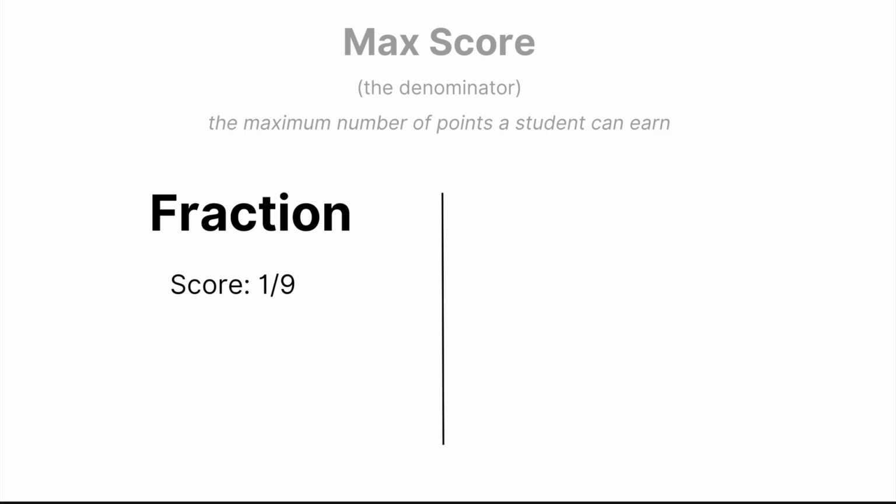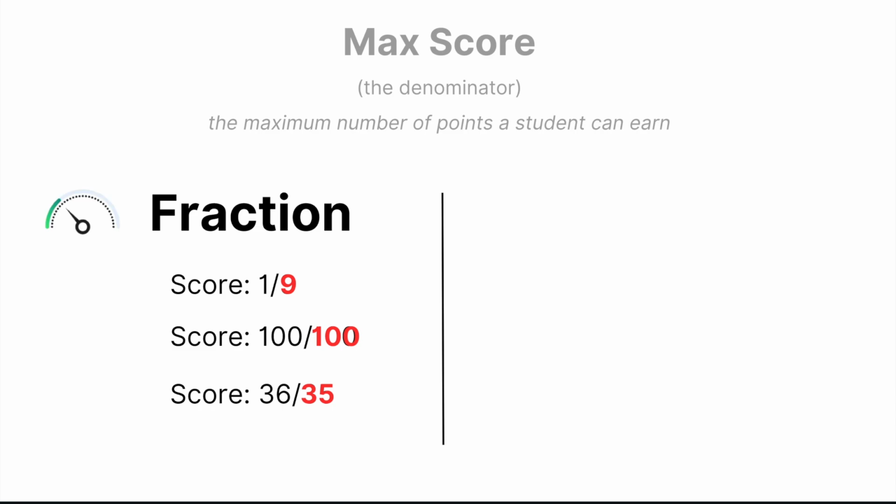Let's go to some examples. Student scored 1 over 9. The max score is the denominator, which is 9. Next, a student scored 100 over 100. The max score is the denominator, which is 100. Lastly, a student scored 36 over 35. They earned extra credit. However, the max score is still the denominator, which is 35.